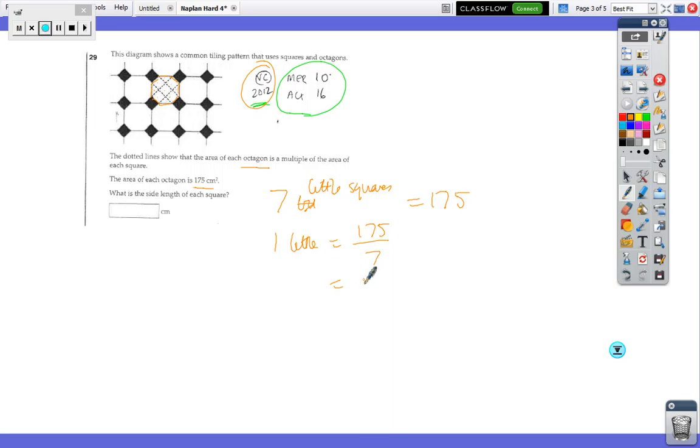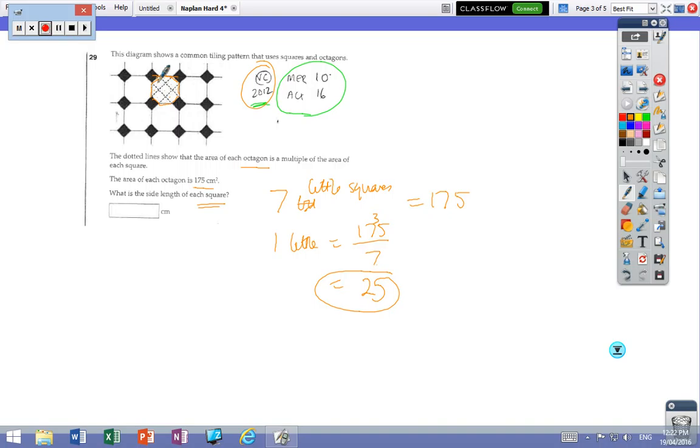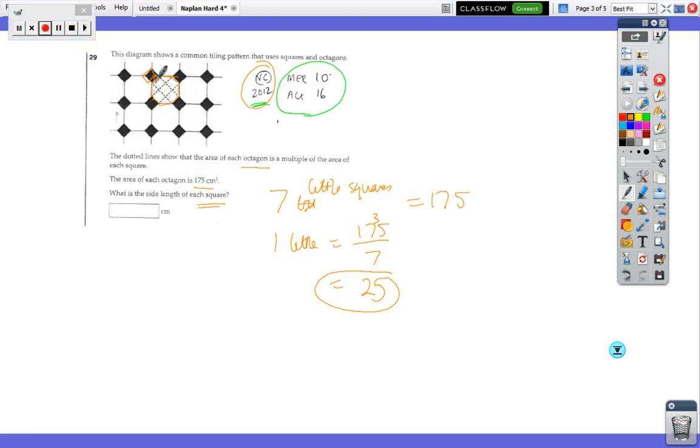So 7 into 17, 7 twos are 14, and 3 left over. 7 into 35 goes 5. So each of the little baby squares is 25, and what we're trying to find is the side length of each square. So we're looking at the little square, and we're looking for the side length. Each of these little baby squares is 25, which is 5 by 5. So 5 by 5 is 25, so the side length of each little baby square is 5.